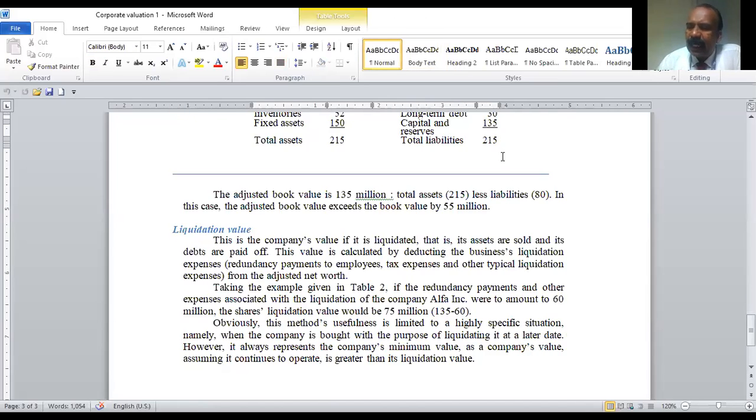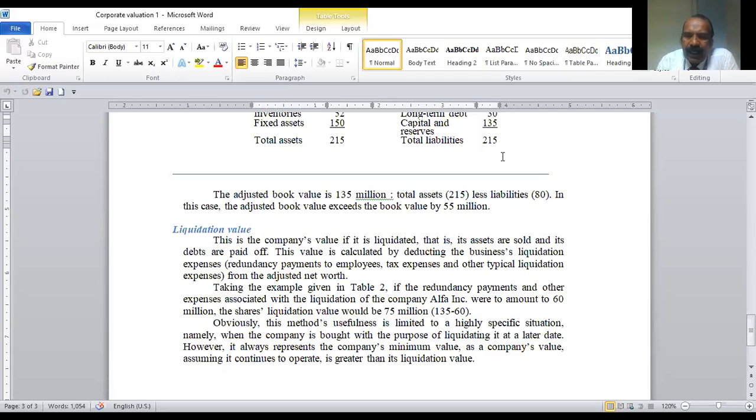Liquidation value is another method, a balance sheet method. If the company is closed now, if the company is liquidated now, what is its value? That value needs to be calculated. The company is perpetual, everlasting, but sometimes if the company is closed now, what is the value of the company? If the company wants to find out, you can calculate based on this method.